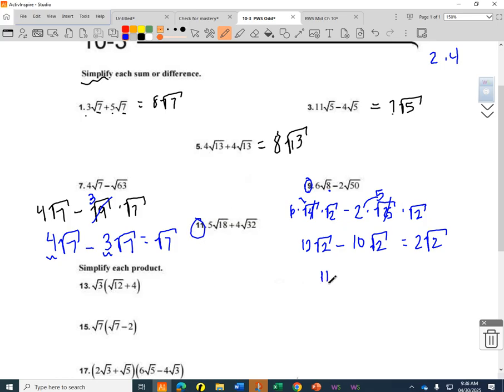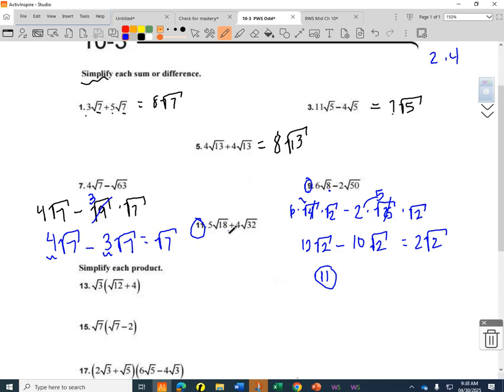Maybe number 11 over here. Let me save some room here. All right. Can we add 5 square root 18 plus 4 square root 32, Maya? No. How can we rewrite 5 square root 18 so we can simplify something? So we're looking at the factors of 18. Give me some factors of 18 off the top of your head.